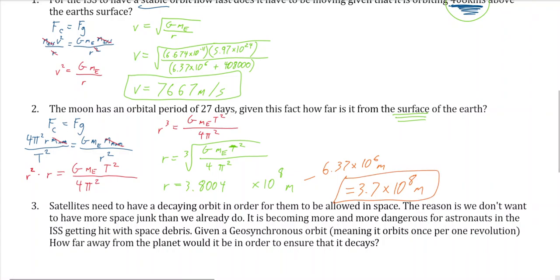So let's just verify that. Distance to the moon, 3.84. Okay, yeah, pretty close. Close enough that, 27 days is probably not very accurate, so close enough.